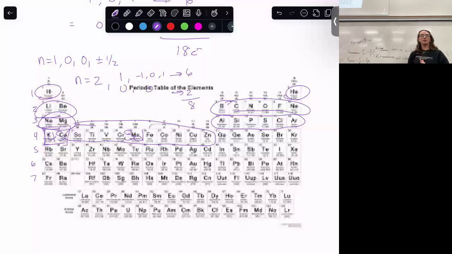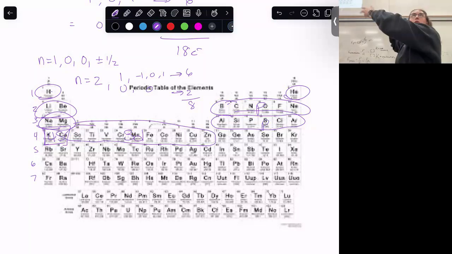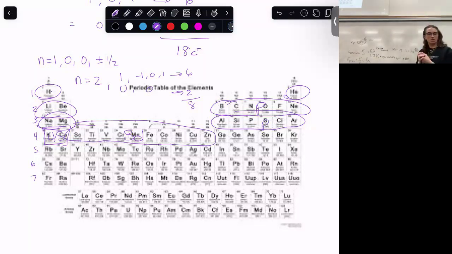Do you remember what the right-hand side of the periodic table was for your orbitals? What letter that was? This was P. So this is your P block. You have your S block, your P block, and then your D block is your transition metals. Do we see that? Okay. It's very useful if you forget.